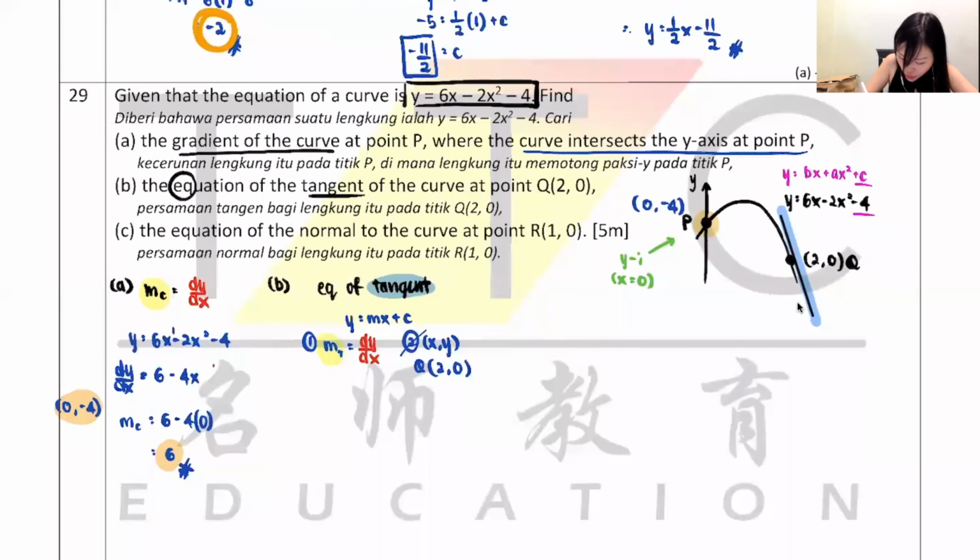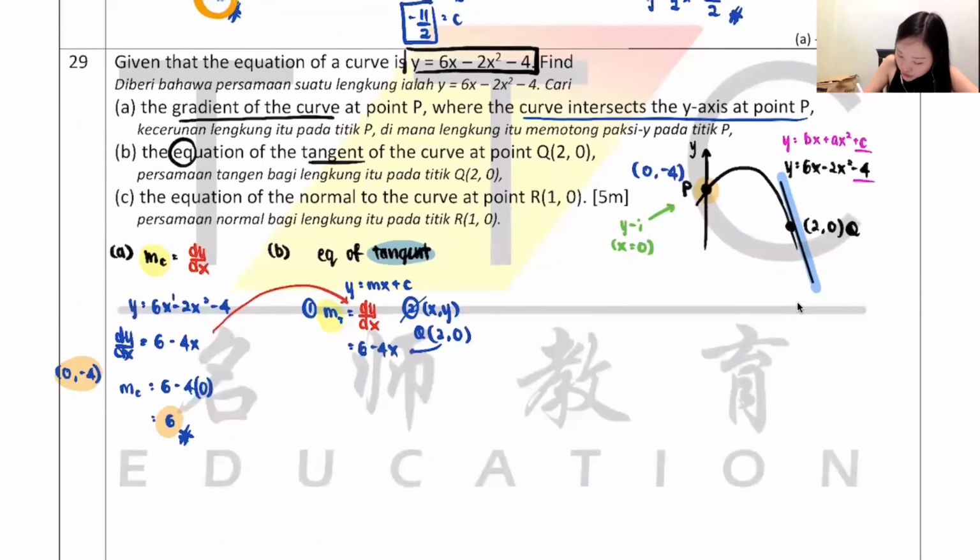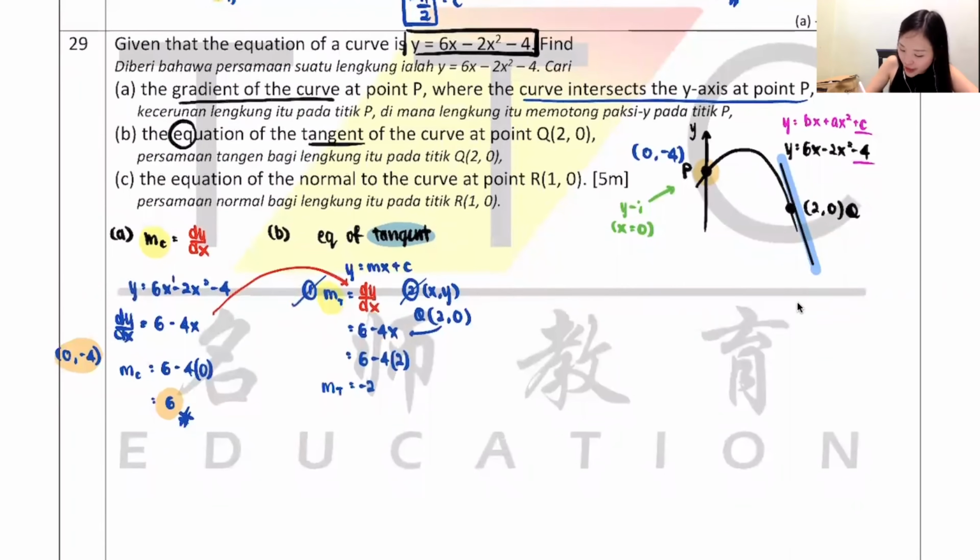And just now, we already found our dy/dx, which is 6 minus 4x. And the coordinate, you already know, is (2, 0) for point Q. So I sub 2 inside. Yeah, I got the gradient of the tangent, -2. So gradient tangent is -2, the x, you guys got it.